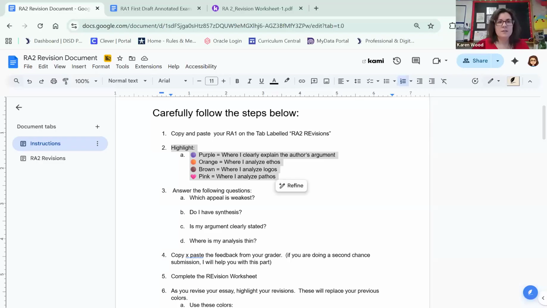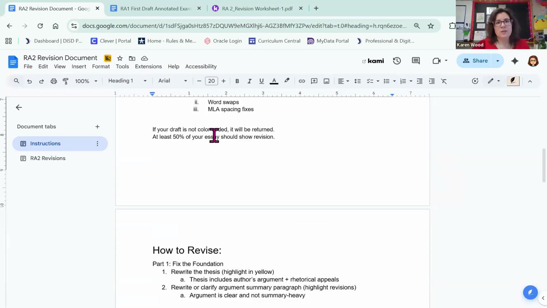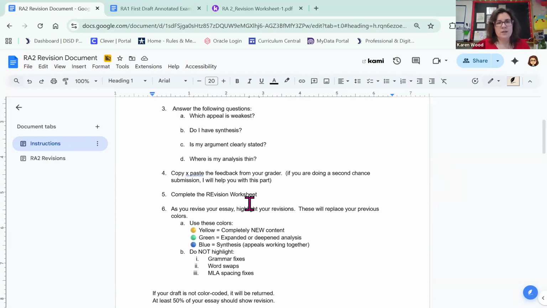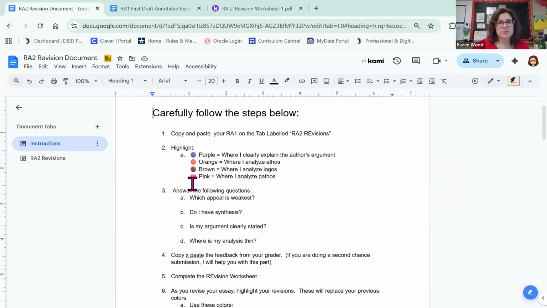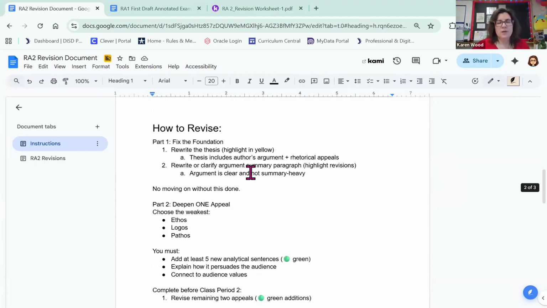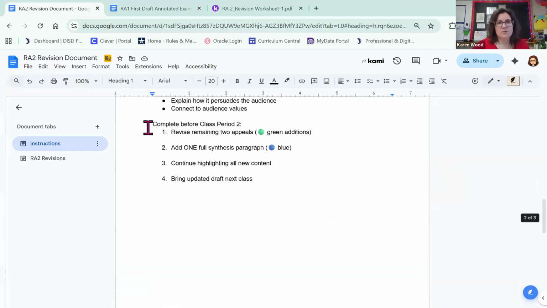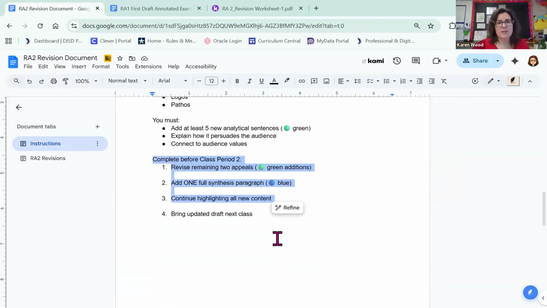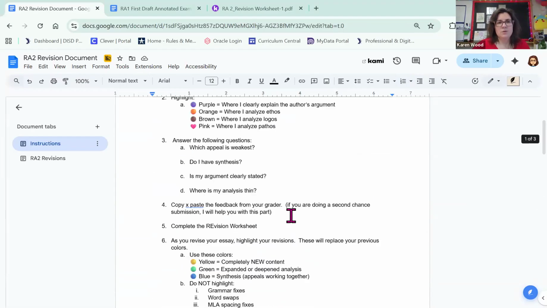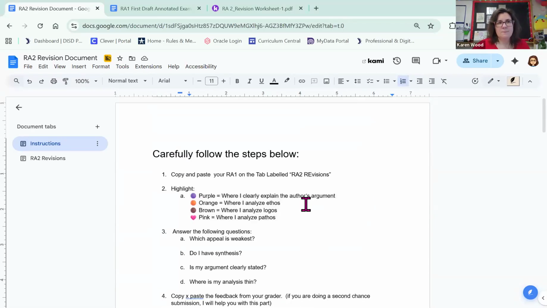Here we go. So this is the first document that you are going to see in the assignment that's in Google Classroom. We have our step-by-step instructions. It's going to tell you exactly what to do. So we have our day one steps with some annotation instructions, some revision steps, including some homework, and then our day two steps. So let's follow these step by step, and we will make sure that we understand exactly what to do.